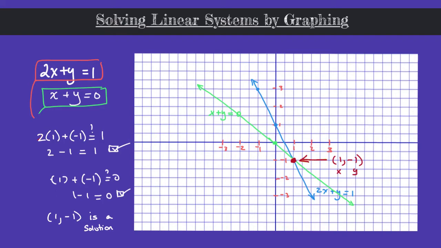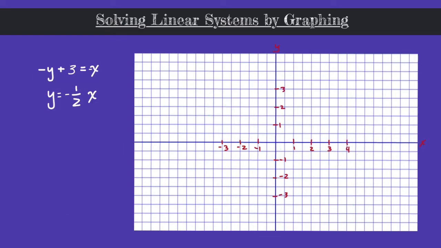Let's look at one final example. In our final example, we have a system of linear equations, and we're going to solve by graphing. Like I said before, you can use a table of values to figure out how to graph both of these, but I'm going to simply use slope-intercept form for this process. So the first equation, negative y plus 3 is equal to negative x. We're going to convert that to slope-intercept form.